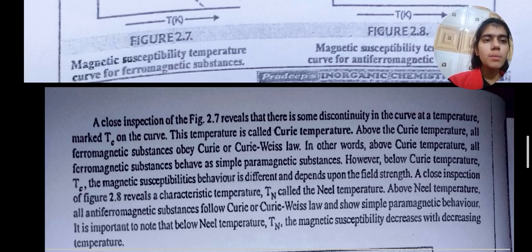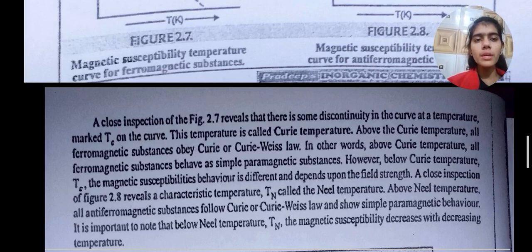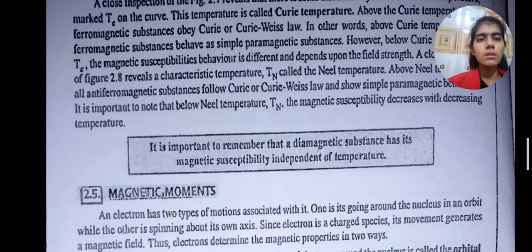In other words, above Curie temperature, all ferromagnetic substances behave as simple paramagnetic substances. However, below Curie temperature Tc, the magnetic susceptibility's behavior is different and depends upon the field strength. A close inspection of figure 2.8 reveals a characteristic temperature Tn called the Néel temperature. Above Néel temperature, all ferromagnetic substances follow Curie or Curie-Weiss law and show simple paramagnetic behavior. It is important to note that below Néel temperature Tn, the magnetic susceptibility decreases with decreasing temperature.